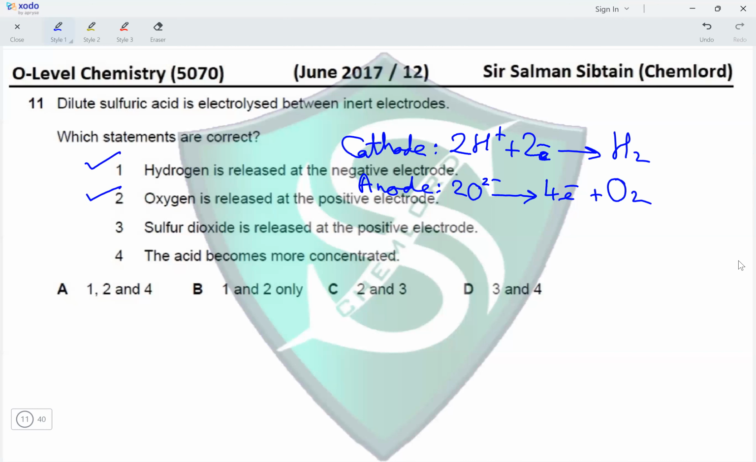3. Sulfur dioxide is released at the positive electrode. It is not even produced. And 4, the acid becomes more concentrated. Yes, this is true, because when water is electrolyzed and hydrogen and oxygen gases are removed, the quantity of water in solution decreases and the concentration of acid, because water is removed, increases. So the acid becomes more concentrated. It is correct. Since statements 1, 2, and 4 are correct, option A is the correct option for this question.